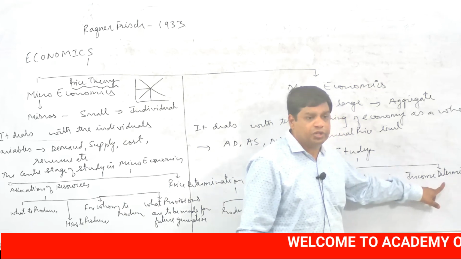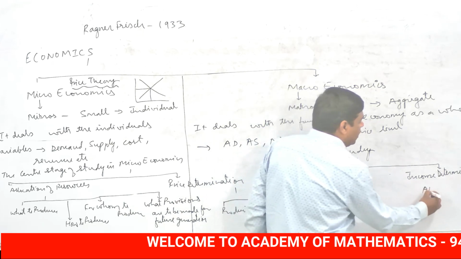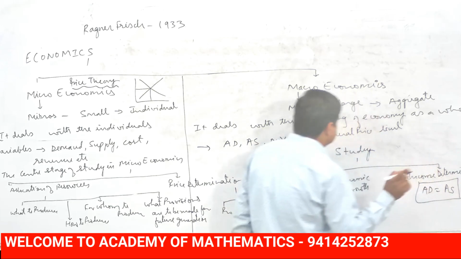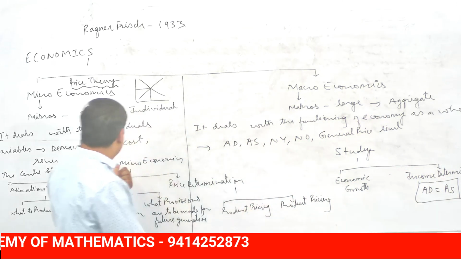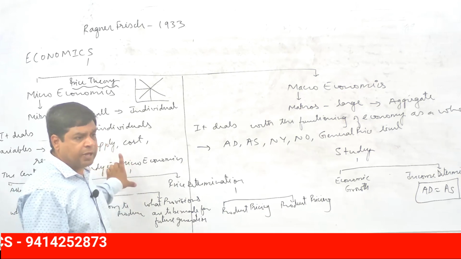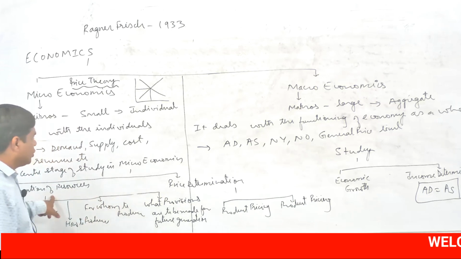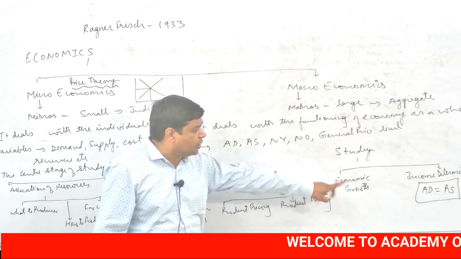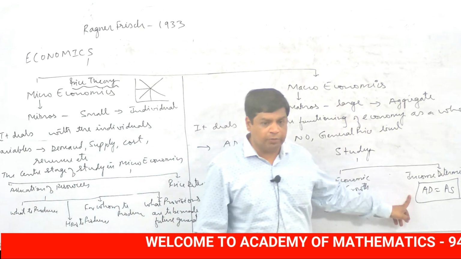Income determination, students. Income generally is determined, students, where aggregate demand is equal to aggregate supply. See, the main tools of analysis in macroeconomics are AD and AS, while the main tools of analysis in microeconomics are demand and supply, students. In micro, the area of concern is mainly allocation and price determination, while in macro the area of concern is economic growth and income determination. So this is the main work of macro, income theory.